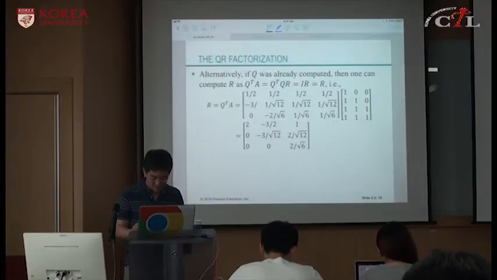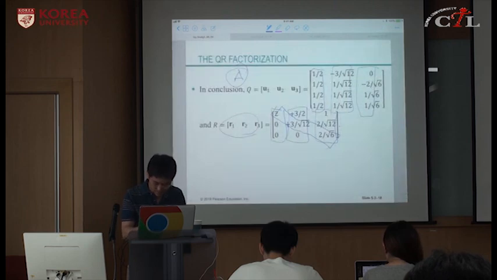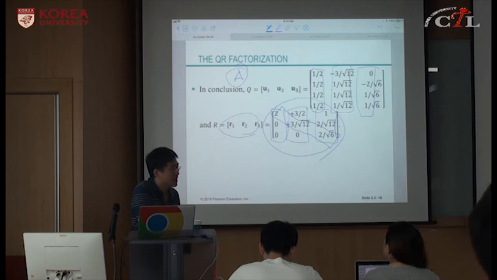Okay, so that way we obtained the QR factorization in this manner. And then, the time's up. I wish I had finished this chapter, but I'll continue next Tuesday.